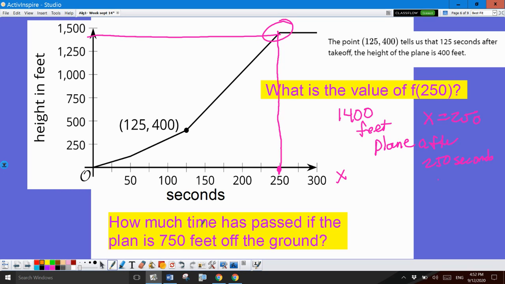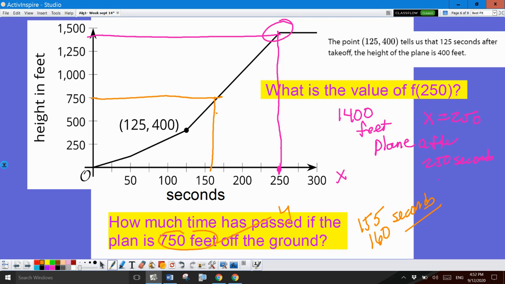So this one's saying how much time has passed if the plane is 750 feet off the ground. Well, that's my y value. So I'm going to find 750. I'm going to kind of draw a line, and I'm going to kind of come down. Where do you think I am? Maybe 155, maybe 160. And remember, those are seconds. Okay, those are seconds. So 155, 160 seconds have passed if the plane is 750 feet off the ground.